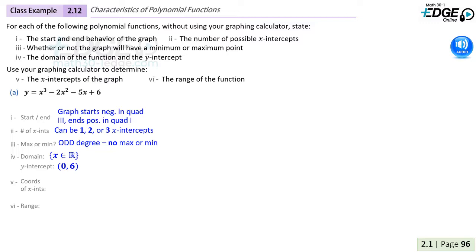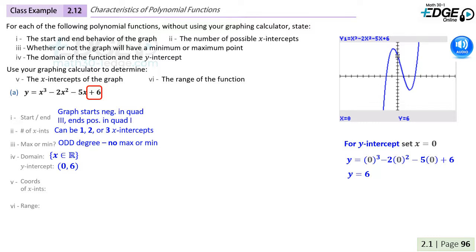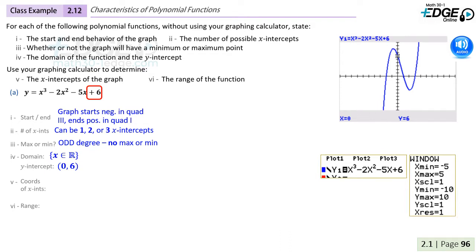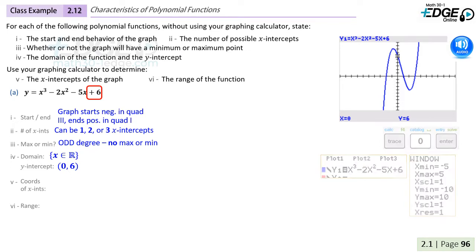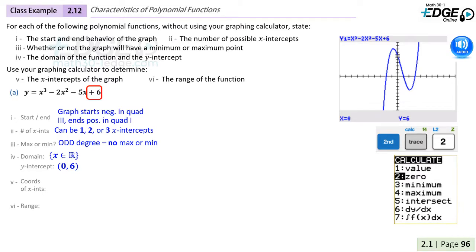Our y-intercept, as discussed earlier, is calculated by replacing x with 0. When our equation is written in general form, as it is here, the y-intercept shows up as the constant term. Though it is likely not necessary to use our graphing calculator to find the y-intercept in this case, it will be helpful to find the x-intercepts.